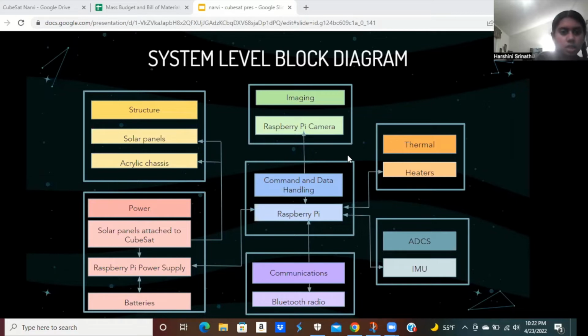For instance, the solar panels attached to the CubeSat power the acrylic chassis and the solar panels, and the batteries help power the Raspberry Pi power supply, and the Raspberry Pi power supply helps power the Raspberry Pi. And this helps with all the other subsystems like imaging, thermals, ADCS, and communications.